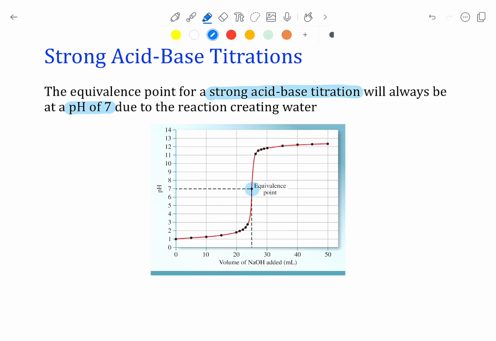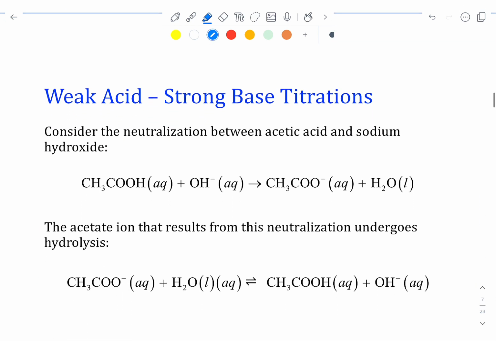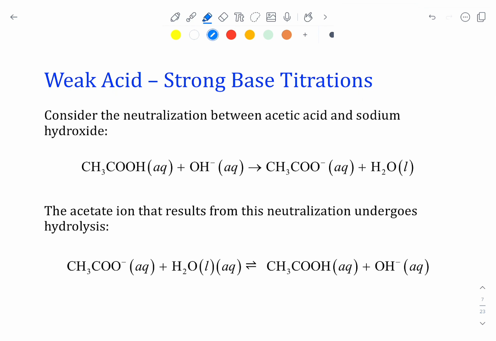So if we see an equivalence point, the halfway point of this kind of vertical line there, and it's at 7, then we know that the reaction was between a strong acid and a strong base. Now let's look at if we have a weak acid and a strong base. So let's consider the reaction between acetic acid and sodium hydroxide.